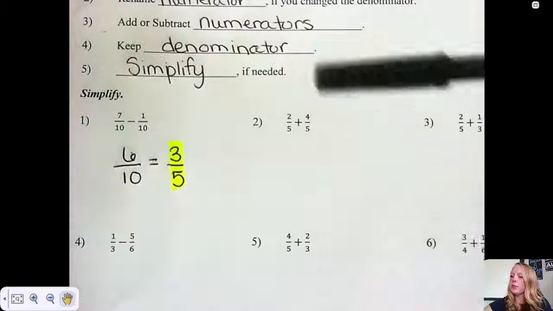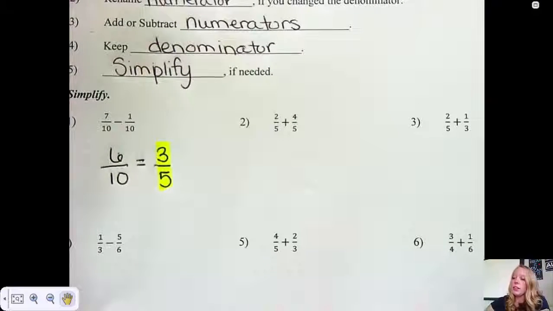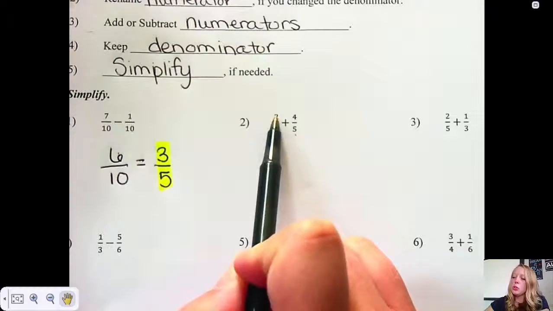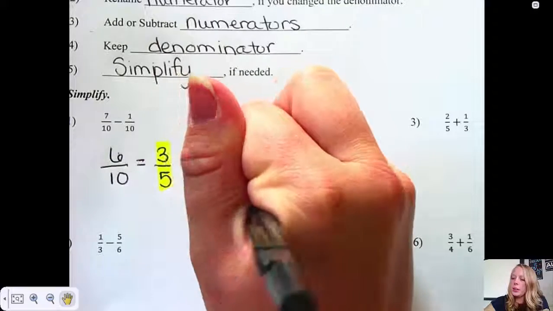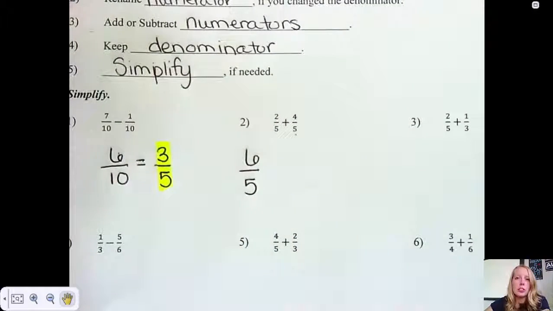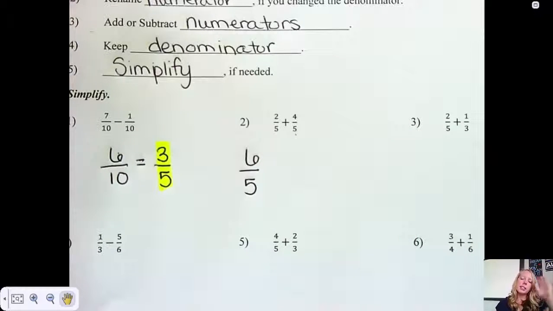Let's try addition. 2/5 plus 4/5. The denominators are the same, so add the numerators. 2 plus 4 is 6. Keep the denominator of 5. Now, can you reduce the fraction? No. Some of you are going to go, oh, it's an improper fraction. Make it a mixed number.